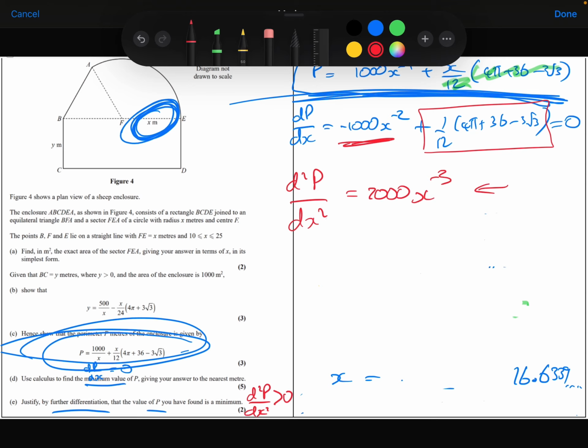All I need to do now is to show that when I substitute the 16.6 in, I get something that's bigger than 0. So 2000 over 16.6 to the power 3, and clearly we can see that that is going to be a positive number. I will show just for completeness, we get 0.437, which is greater than 0, therefore a minimum. And there we go. We have finished that question.